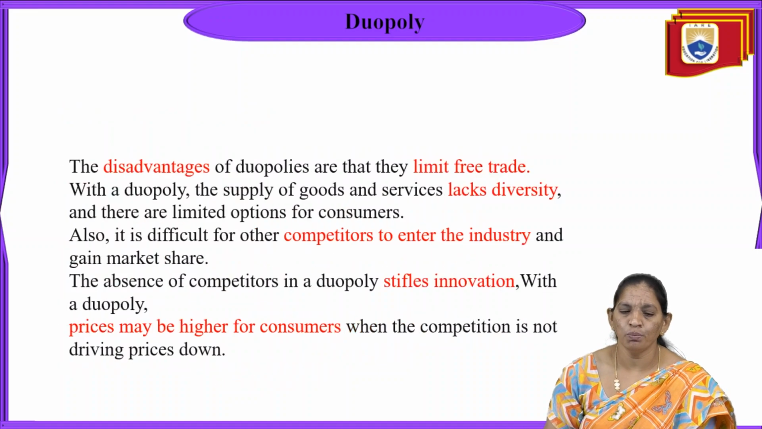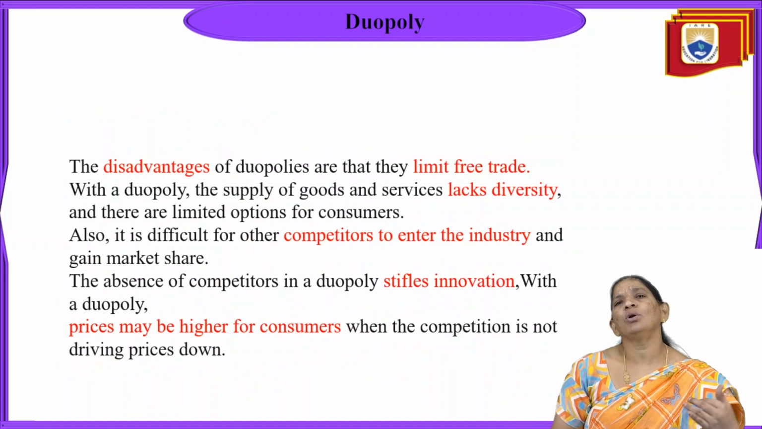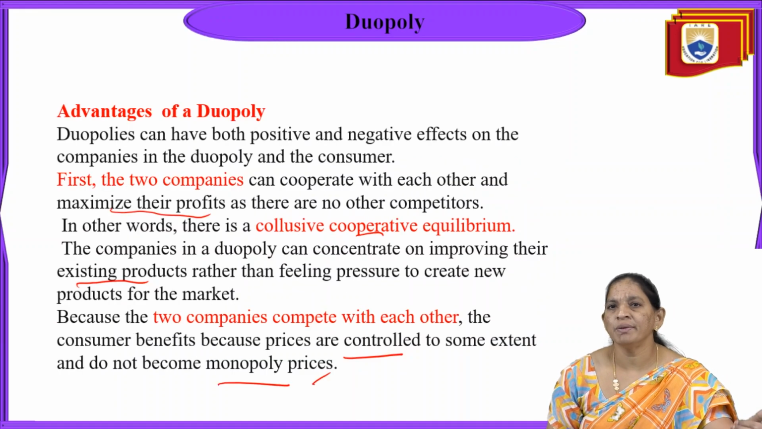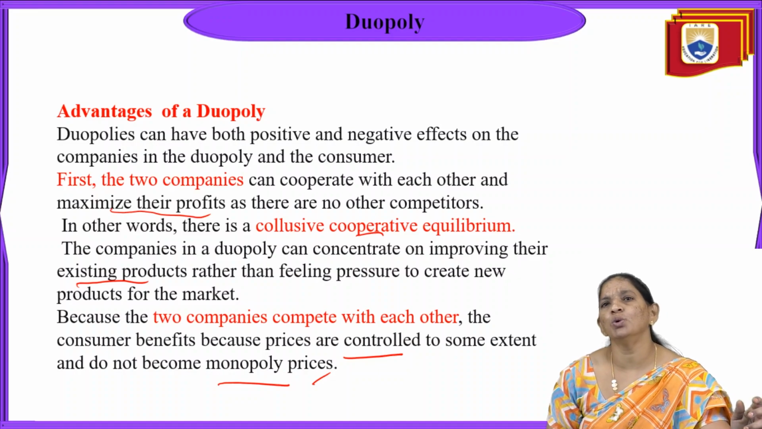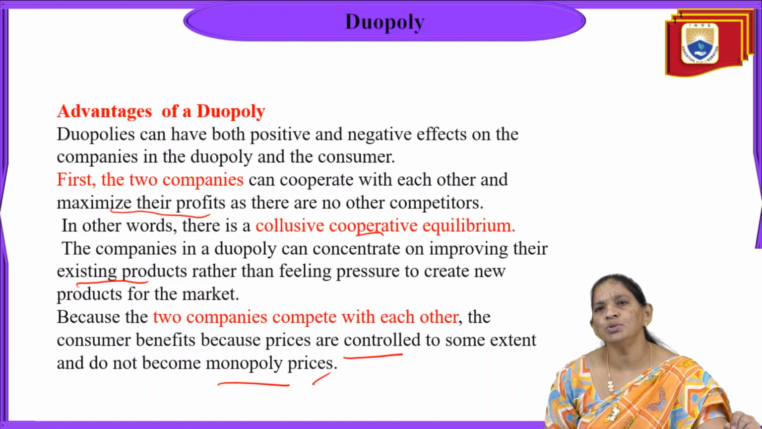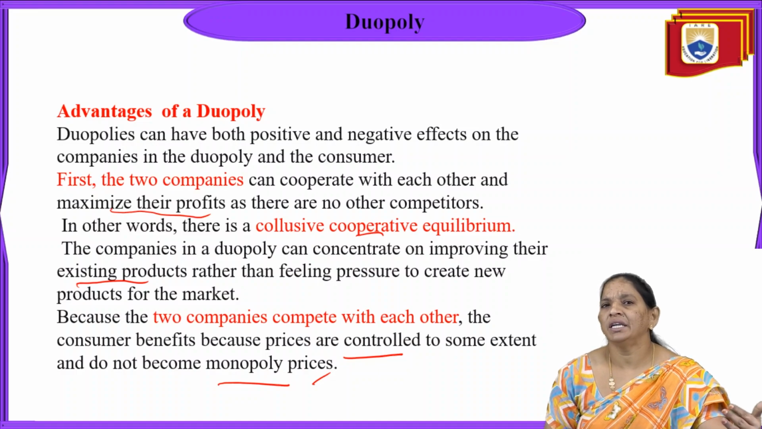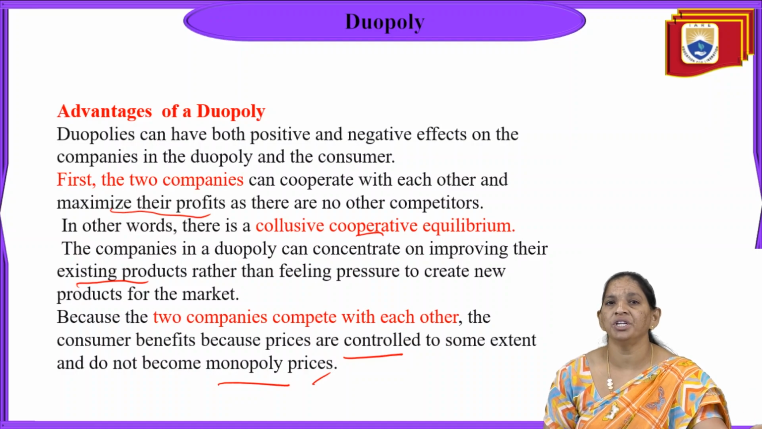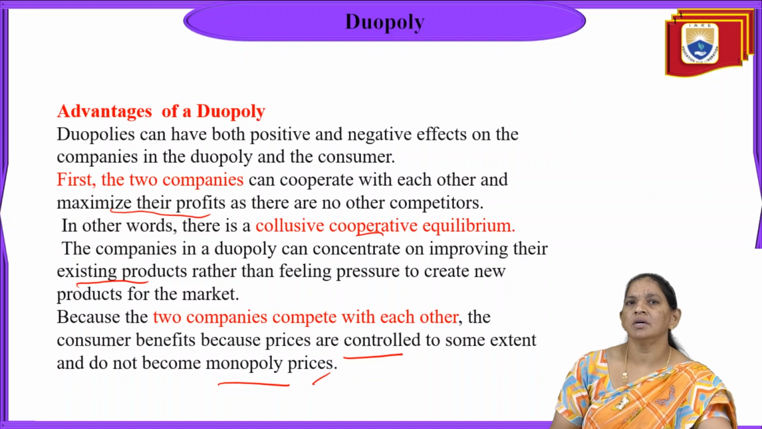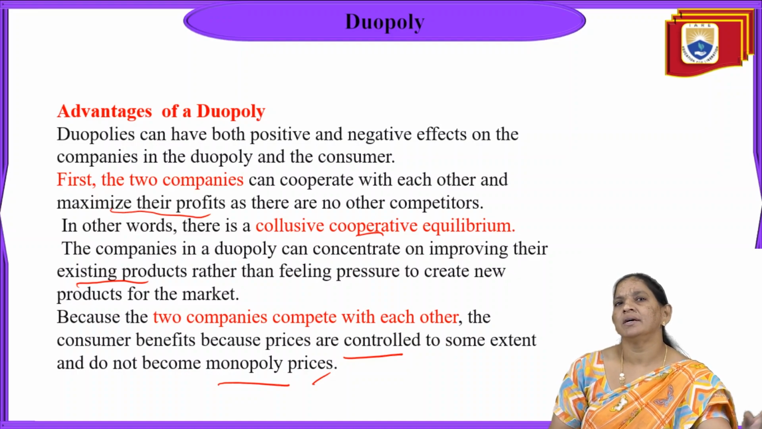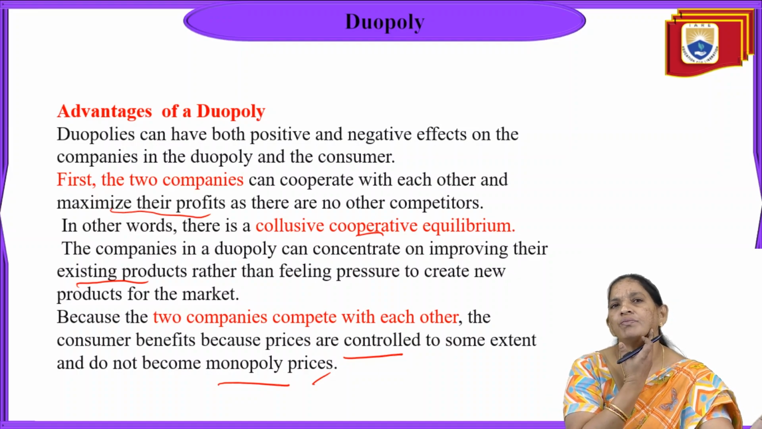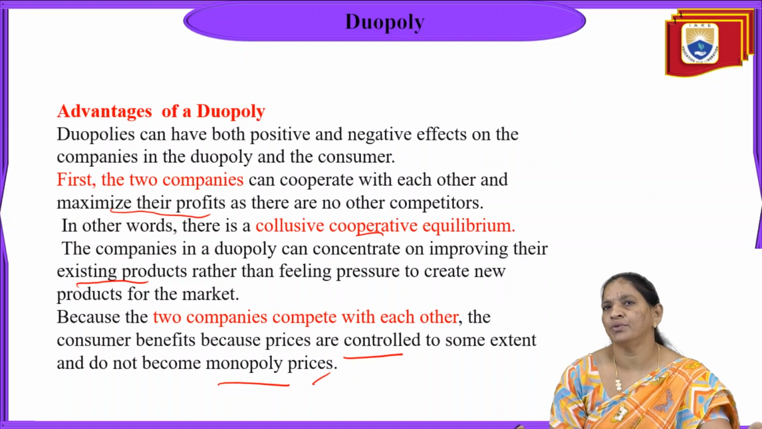So along with these advantages, what we have seen relating to maximizing their profits, the duopoly having the collusive cooperative equilibrium, an improved or good product without going for new creations, and these companies benefiting consumers by controlling the prices and minimizing the cost. These are some of the advantages we want to give in case of duopoly.